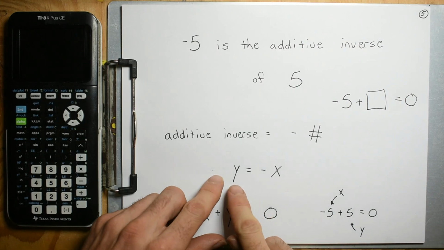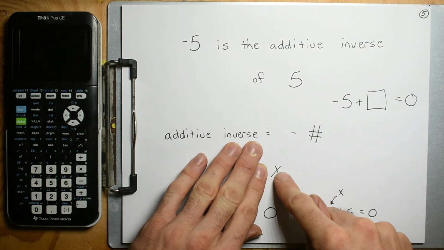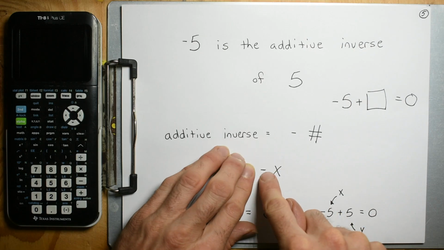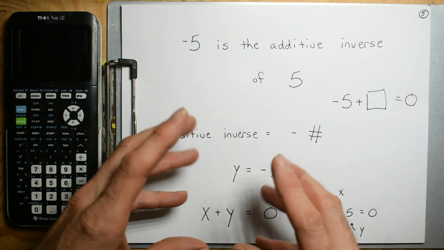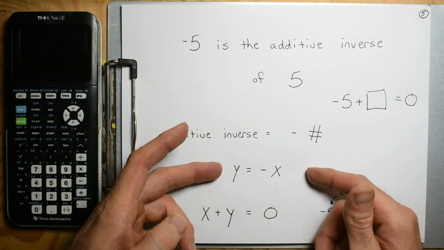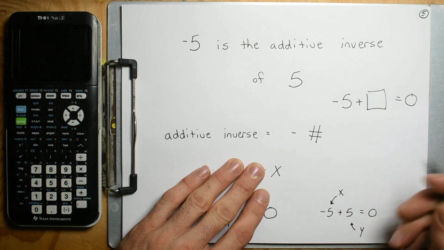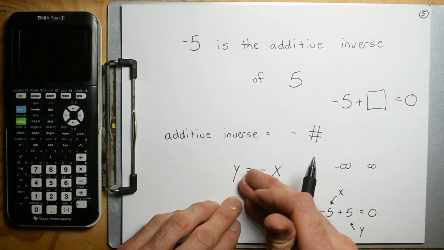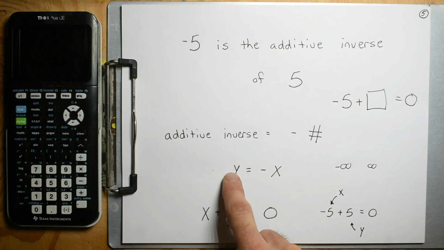So we have this equation that says I'm going to input the value of negative 5 into just this placeholder as x, and then multiply it by a negative 1. So then this y is going to be 5. And so this is the equation for the additive inverse. If you want to plug in any number between negative infinity and infinity, you can find its additive inverse using this simple equation.